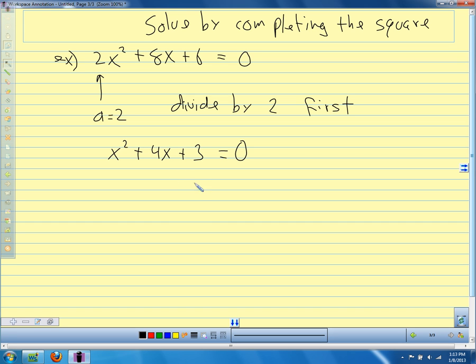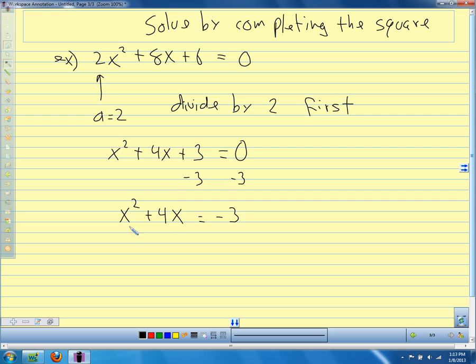Now let's do the step 1.5 here, just to show how we would do it. Let's get the x^2 + bx by itself. So I'm going to subtract 3 from both sides. So I get x^2 + 4x = -3. So this can make it a little easier to work with.